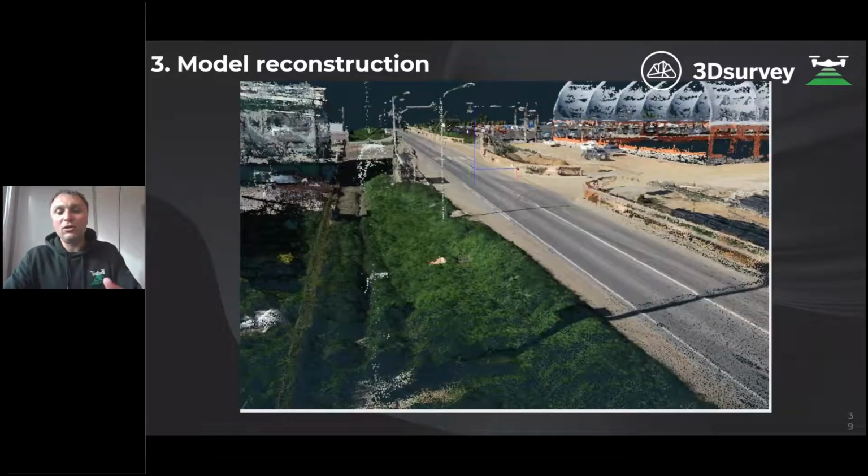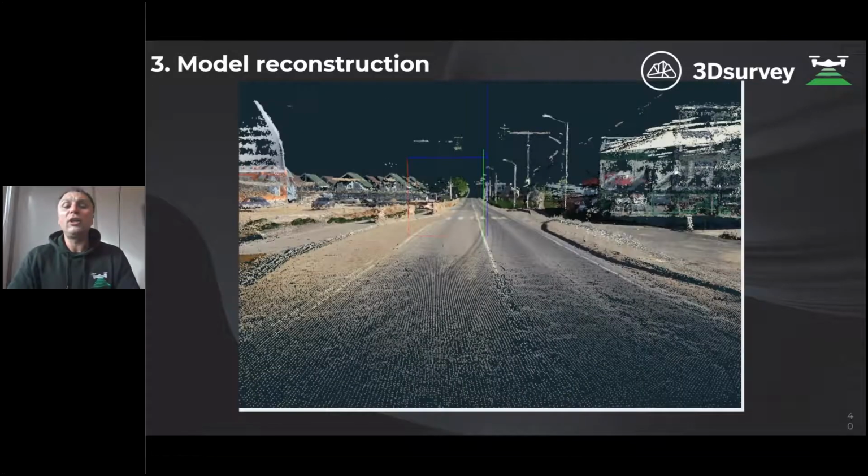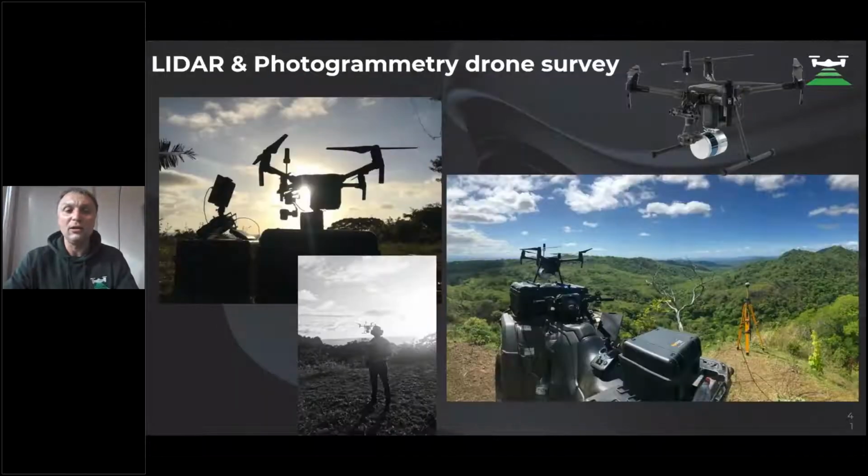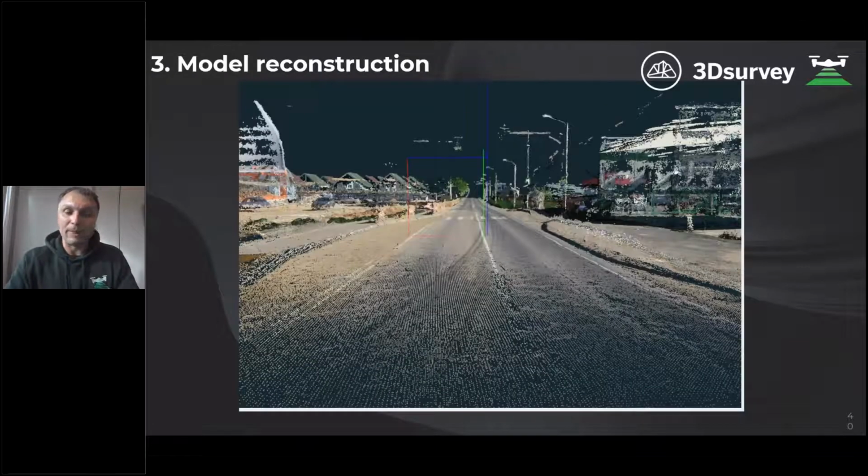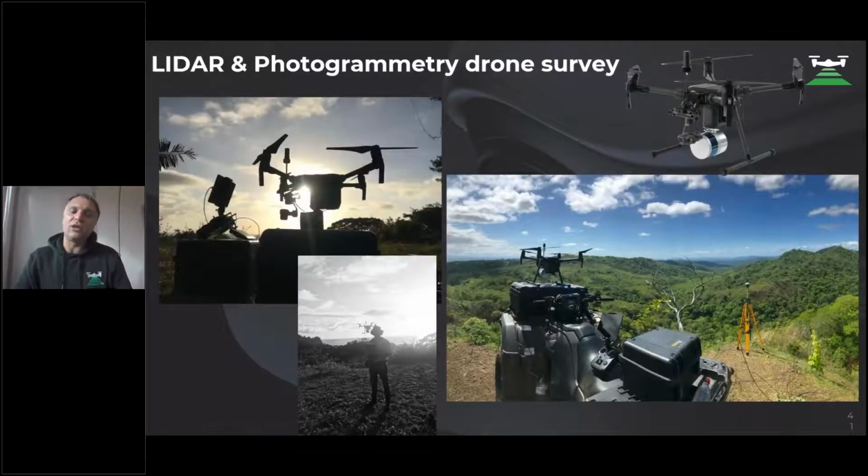vegetation. And you can see if we use photogrammetry in vegetation, we couldn't achieve good results if we have a dense forest or dense vegetation in our area. And this is why we would suggest to use photogrammetry together with the LiDAR system.